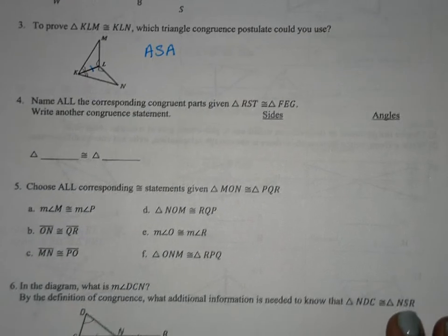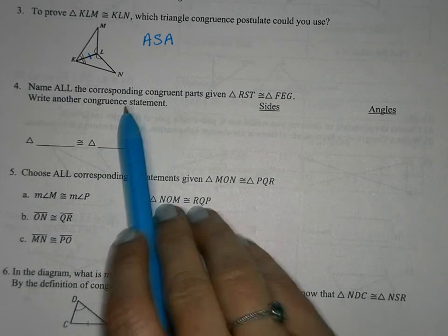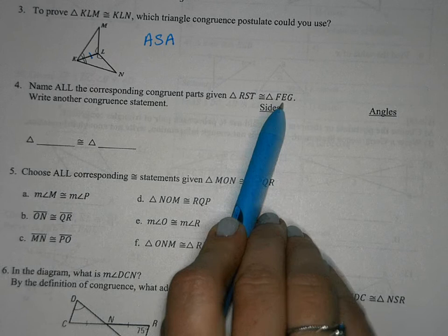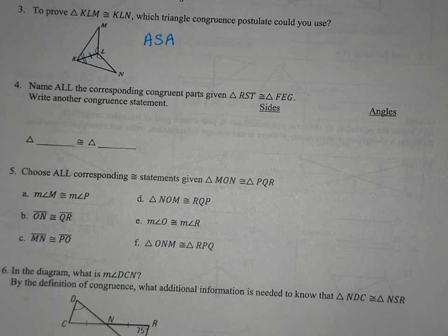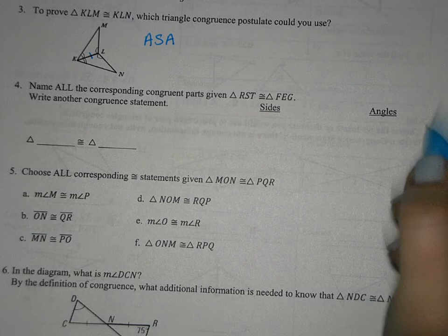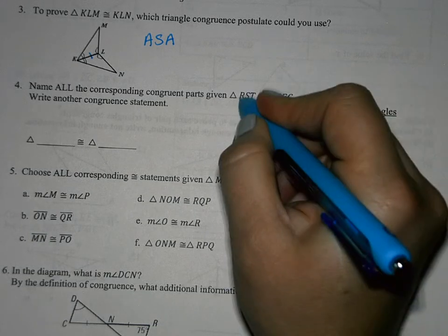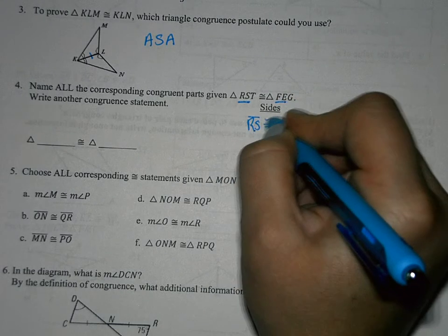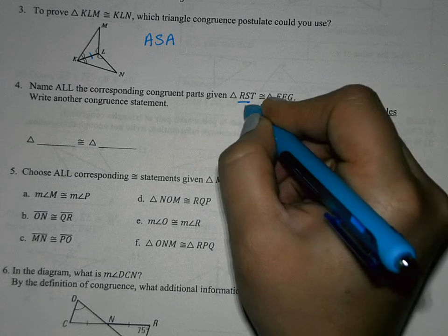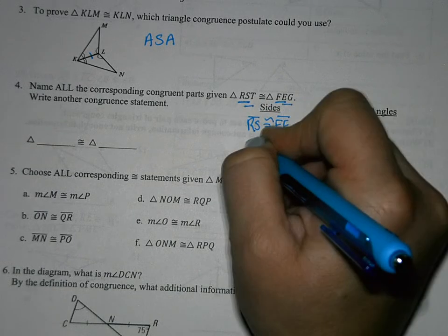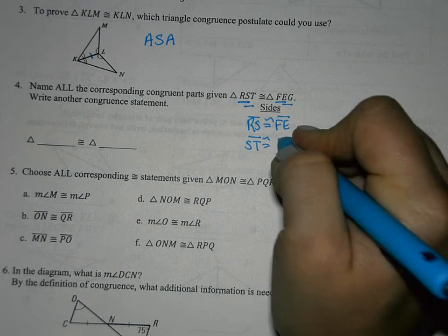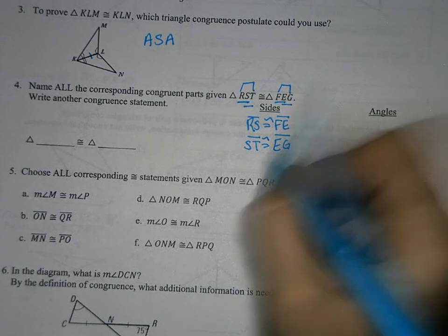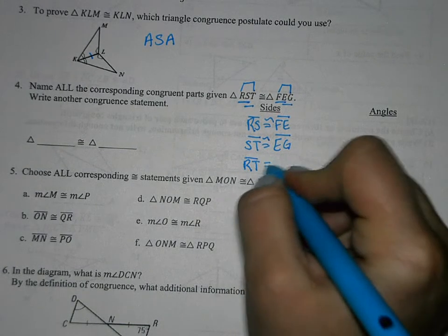Okay, number 4. It wants us to name all the corresponding parts in these based just on the congruent statement, and then to write another congruent statement that could work for the same triangle. So to start off with the sides, remember it's the first two with the first two. So RS would be congruent to FE. The last two, so ST would be congruent to EG. And then it's the first and the last. So RT would be congruent to FG.